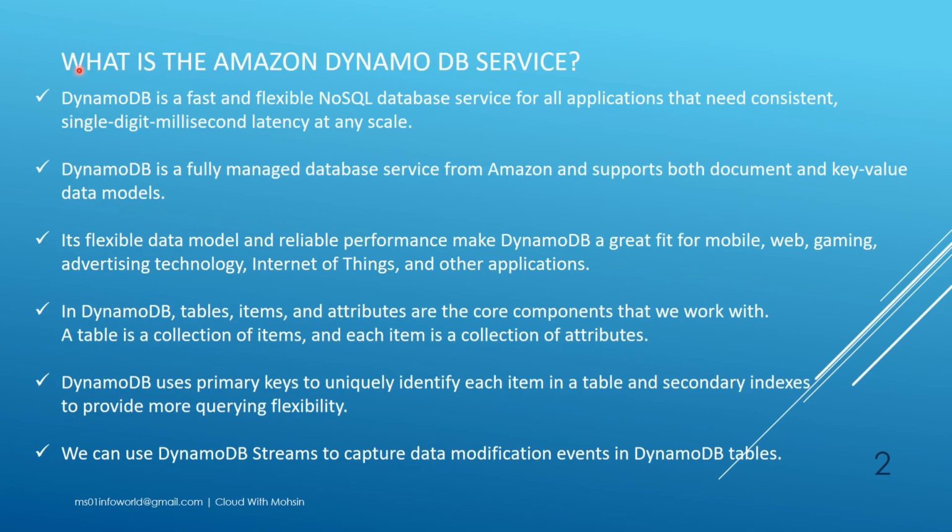To begin with, let's understand what the Amazon DynamoDB service is. Amazon DynamoDB is a fast and flexible NoSQL database service for all applications that need consistent single-digit millisecond latency. This is very important. If you remember, so far we were talking about RDS, Relational Database Service, and DynamoDB is just the opposite of what RDS does. RDS was a SQL database, whereas DynamoDB is a NoSQL database service. So that is the main difference.